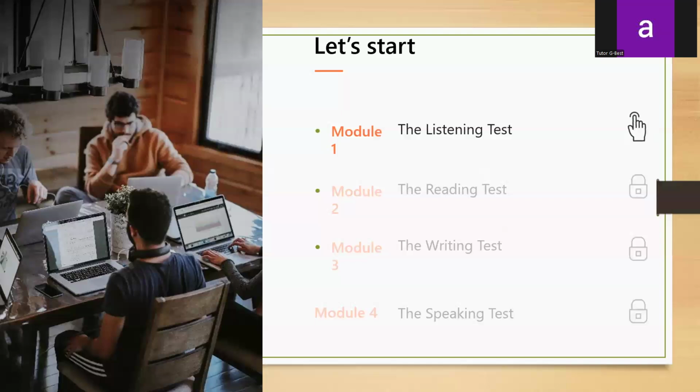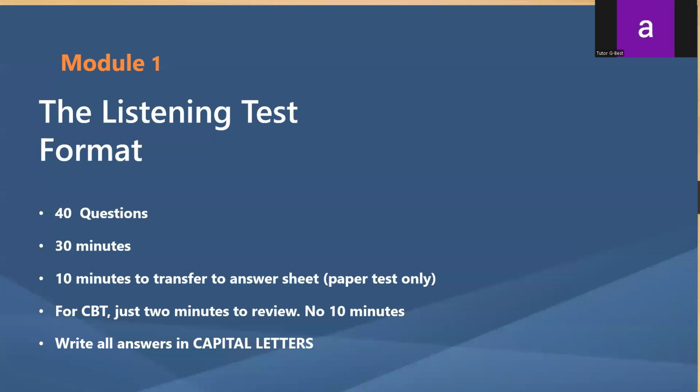Now, let's get started. Like I said earlier, the first paper for the day is the listening test. So we'll be starting with the listening module. What does it involve? Now, usually, the listening test is 40 questions. It is the first paper for the day. You have 40 questions and you have 30 minutes to answer the questions. At the end of the 30 minutes, they will give you 10 minutes to transfer your answers to the answer sheet.